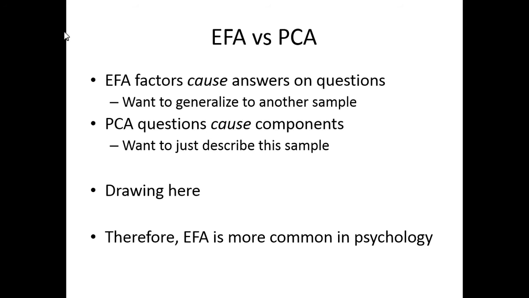Question 4. We think that the questions cause the latents. So the arrows go the other way. That's generally for description of the sample. PCA, that's really unusual. Okay. And this would be more if you were manipulating the questions.